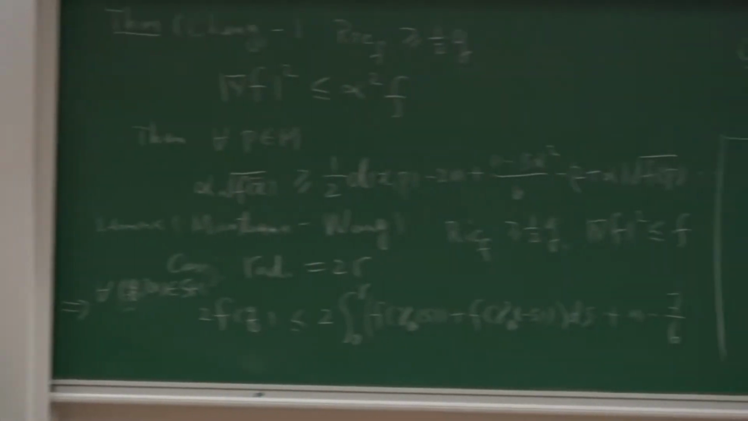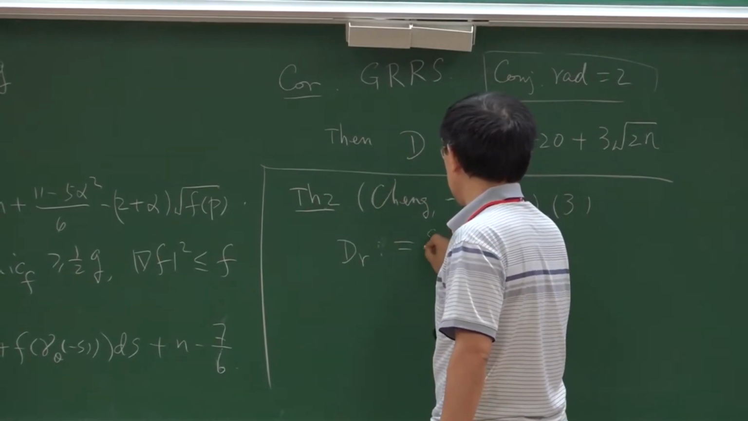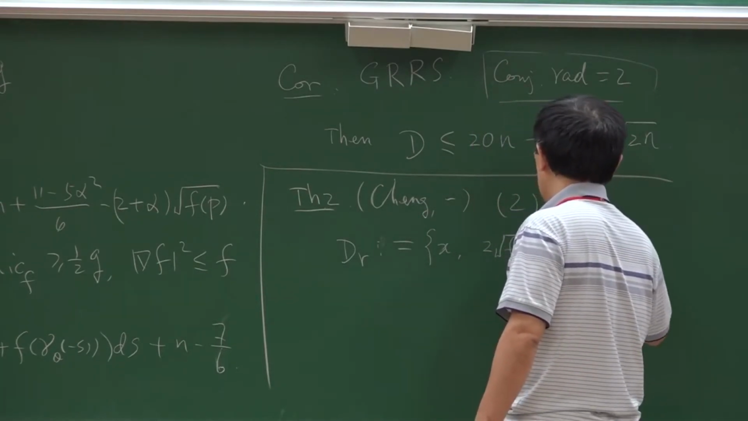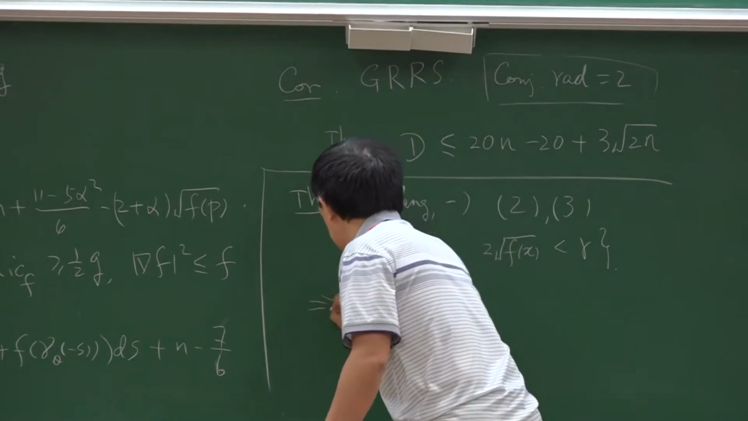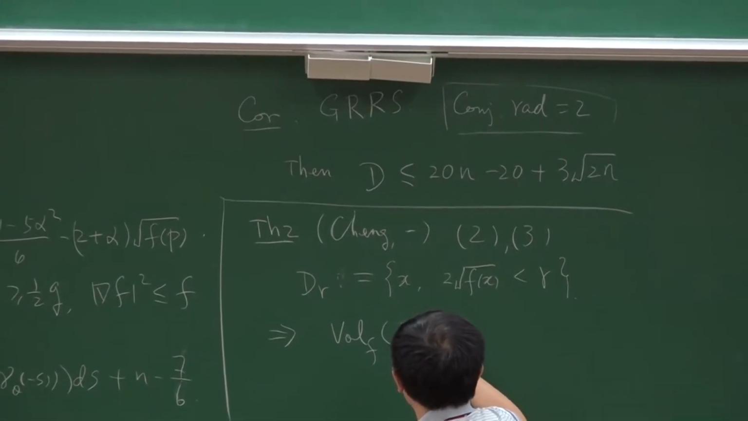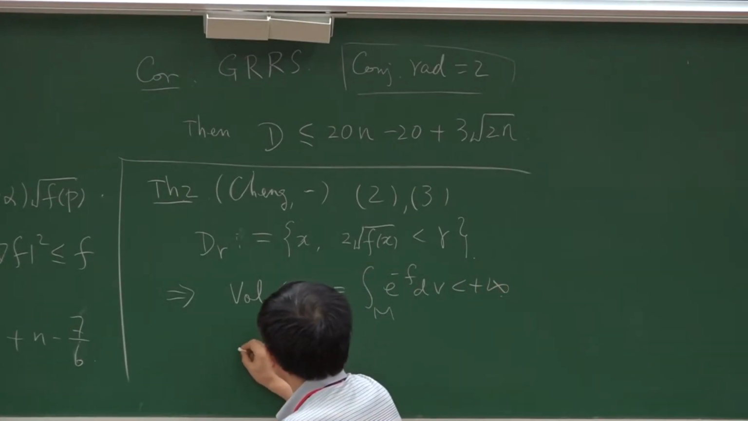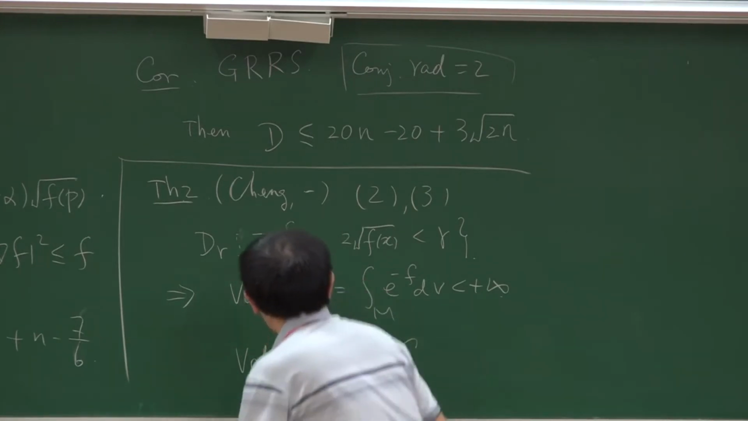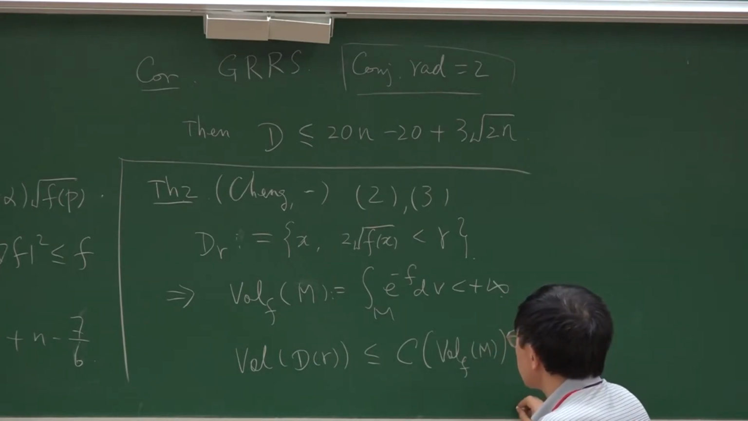So assume 2 and 3. And we define dr is just x with 2 less than r. This implies that we have the volume of f n, which is defined as E minus f dv n, which is finite. And we have the volume of dr less than or equal to a constant, which only depends on volume f n, r to k.